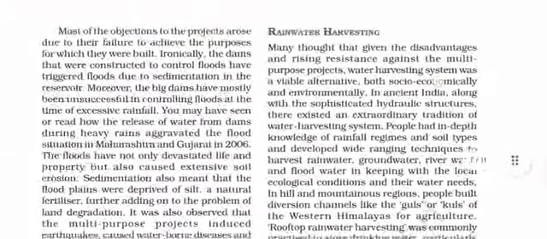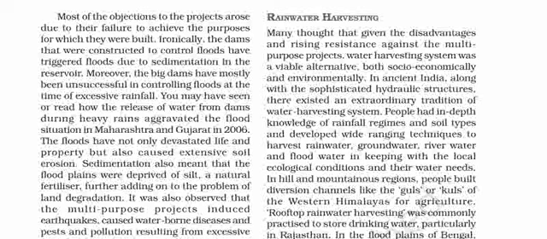Most of the objections to the projects arose due to the failure to achieve the purposes for which they were built. Ironically, the dams that were constructed to control floods have triggered floods due to sedimentation in the reservoir. Moreover, the big dams have mostly been unsuccessful in controlling floods at the time of excessive rainfall. You may have seen or read how the release of water from dams during heavy rains aggravated the flood situation in Maharashtra and Gujarat in 2006.